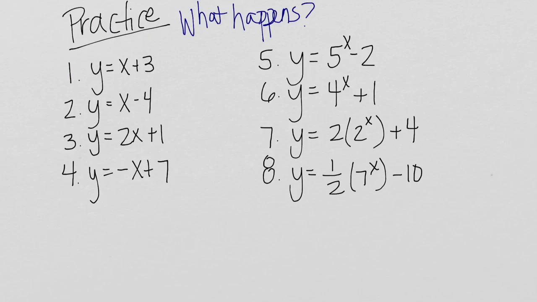Alright, so here's your practice. For each of these, I just want you to determine what is going on. Are we shifting up? Are we shifting down? And on the right hand side for 5 through 8, if you want to identify where the asymptote is as well, just for extra practice, that may help as well. So pause the video, come back in a minute and check your work.